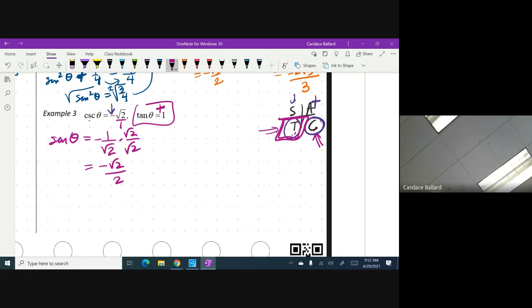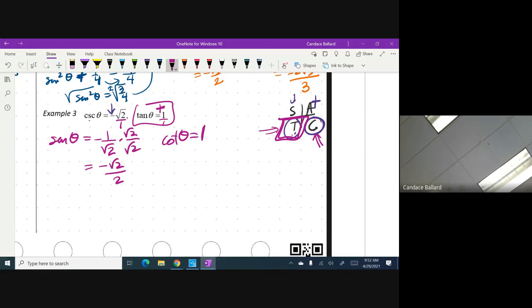All right, what's the reciprocal of tangent, everybody? What do you guys think? All right, I'm seeing a lot of cotangents in the chat. And then technically that's just 1 over 1. When we flip it, we're just going to get a 1.